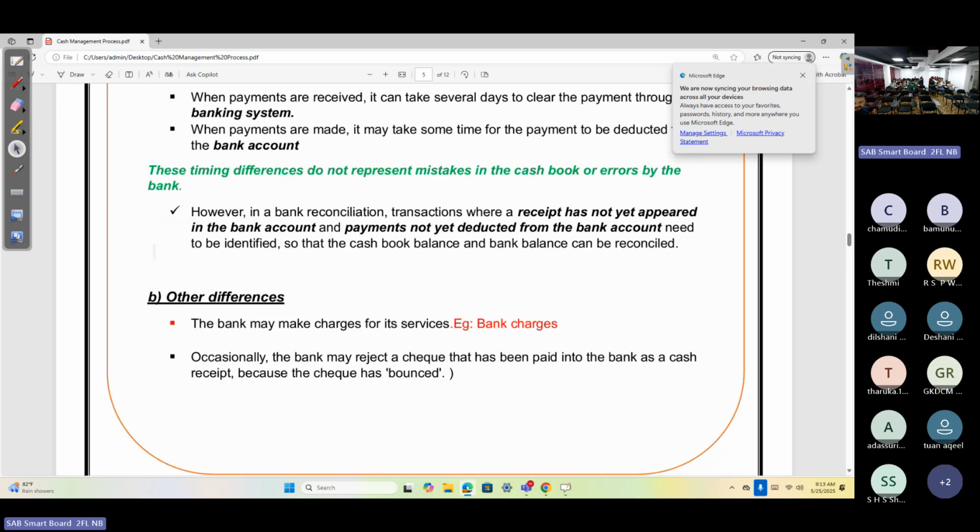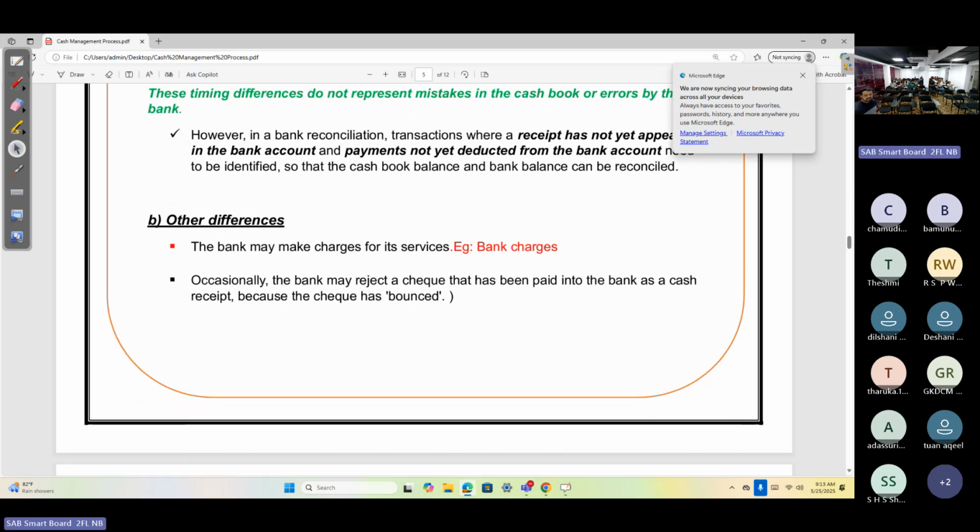Other differences: the bank may make charges for its services, bank charges. Occasionally, the bank may reject a check that has been paid into the bank as a cash receipt because the check has bounced. Return checks. Okay, simply you can keep in your mind whatever we have mentioned in the short note.